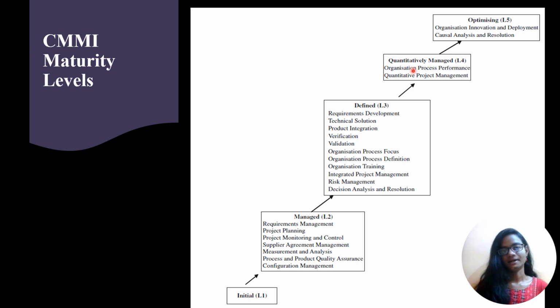Next is quantitatively managed. In that level, the organization process performance will be evaluated. How much the project has been quantitatively managed will be assessed in this stage. Next is optimizing. What analysis can be done, in what ways innovation can be done, what ways a solution can be given to a problem, the optimal way to get a better process than the usual current trend, those things will be analyzed in this fifth level, that is optimizing.